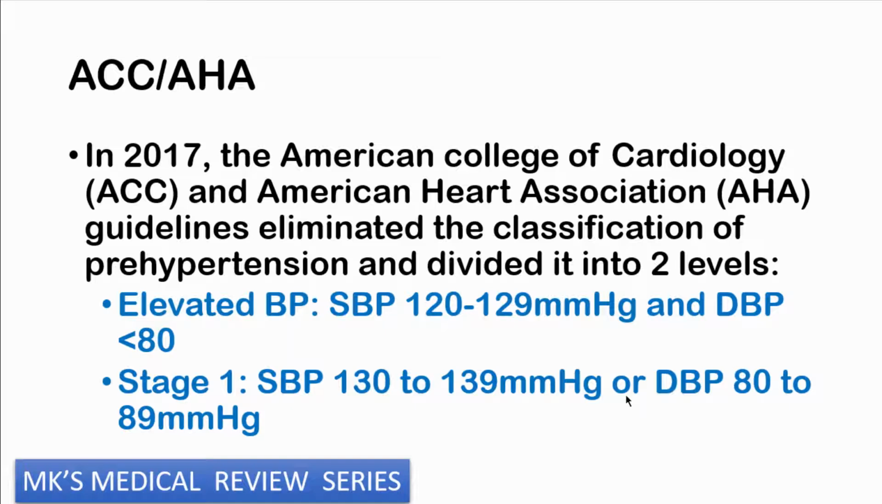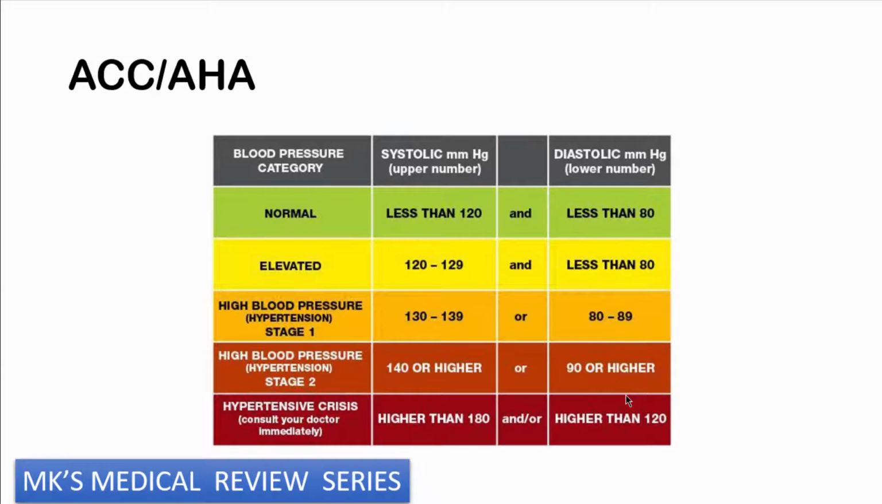And then stage 1 hypertension is a systolic blood pressure between 130 to 139 and a diastolic blood pressure between 80 to 89. But this is a bit confusing. So this is the American College of Cardiology as well as the American Heart Association. So this is the table with the normal, elevated, stage 1, stage 2, and of course hypertensive crisis over there. So take your time to learn these values, but I wouldn't advise you to learn this table for your exam.